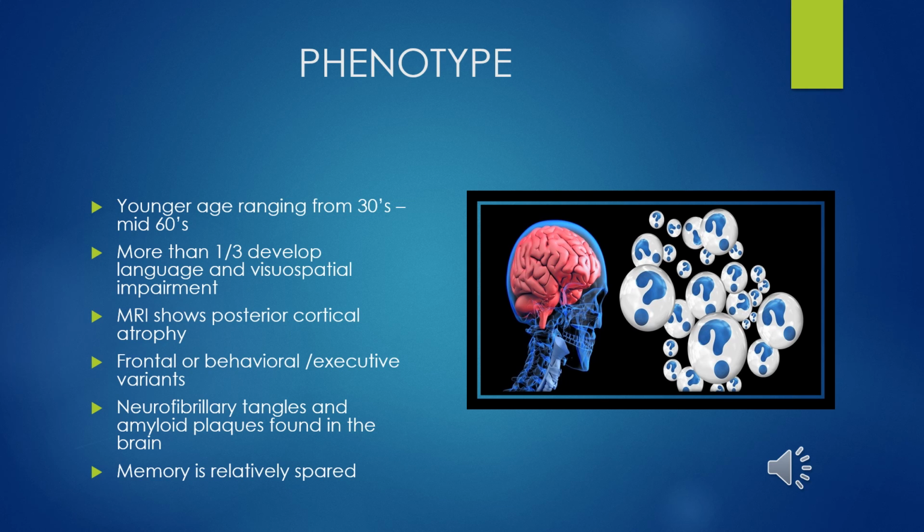The MRI shows posterior cortical atrophy, and the typical neurofibrillary tangles and amyloid plaques are found in the brain. With this specific type of Alzheimer's, the memory is relatively spared, as opposed to late onset Alzheimer's, which is what we most typically know about, where they have atrophy in the temporal region.